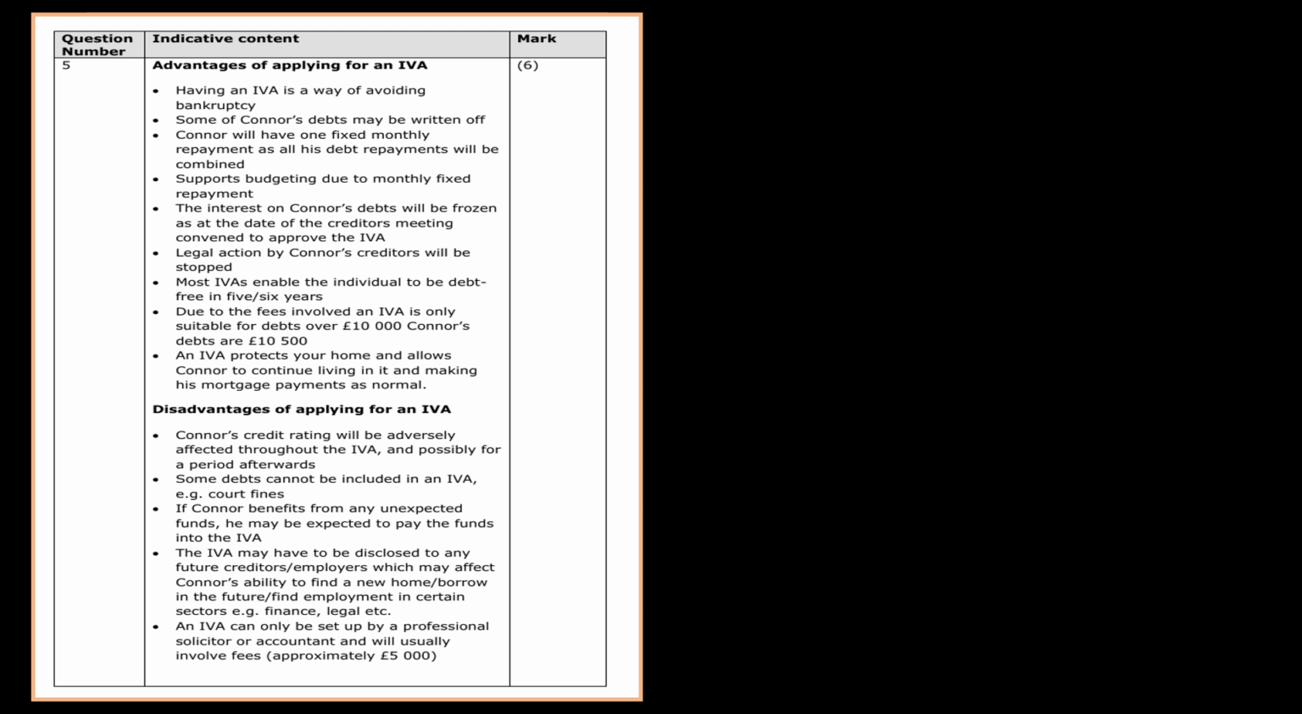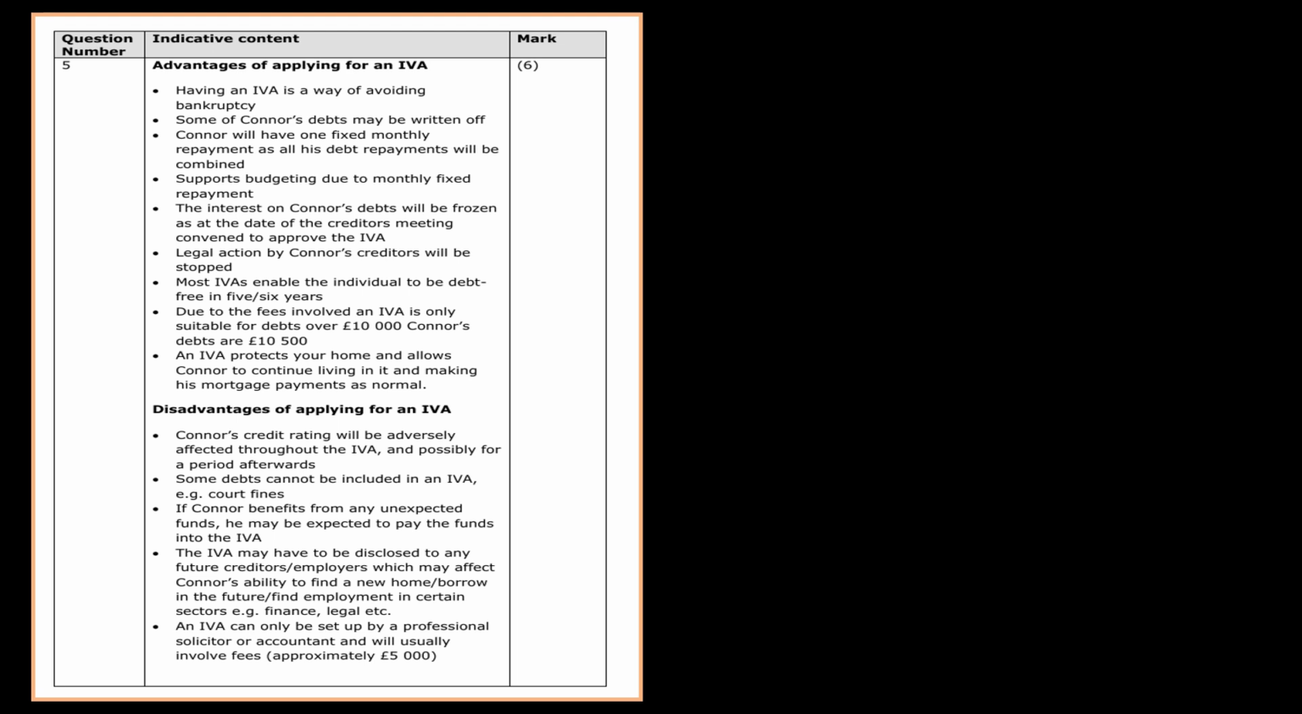Disadvantages of an IVA. Connor's credit rating will be adversely affected throughout the IVA and possibly for some time afterwards. Yes, that is definitely true. He won't be applying for any credit cards, mortgages and loans for a while if you've had an IVA. It shows that you've not been able to manage your finances correctly, and so you will be prevented from applying for credit for a little while, shall we say.